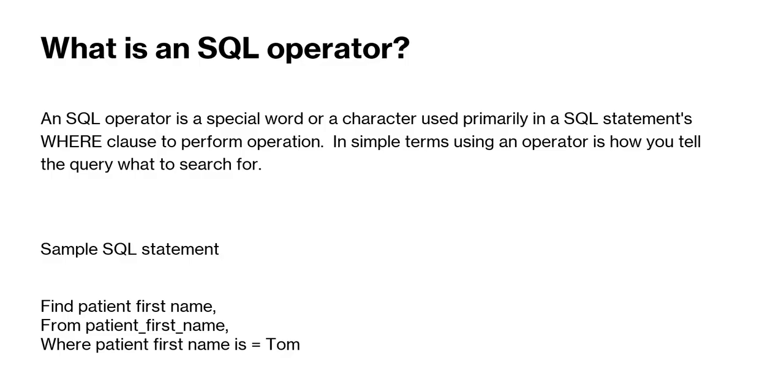What I want it to find is, the statement says where patient first name is equal to Tom. So what I should get from this query is a list of all the patients in our PACS system whose first name is Tom. It's not going to find Thomas. It's not going to find Tommy. It will only find Tom because I used the equal symbol. So the patient first name has to equal or be Tom for it to be found in our search in the database. So the equal sign in that statement is the SQL operator.